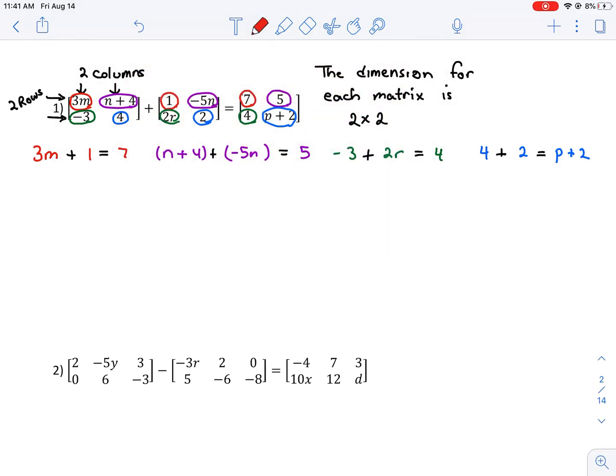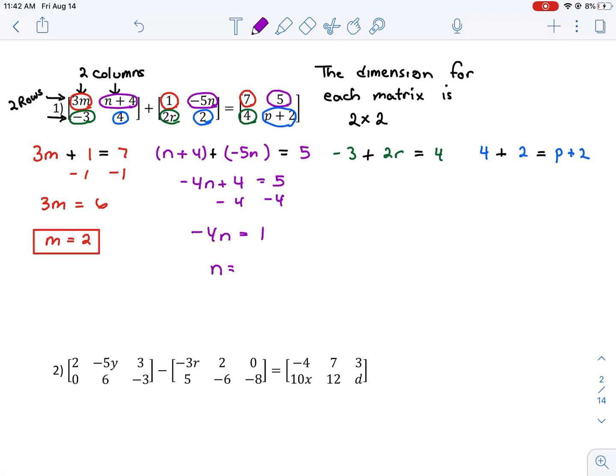Starting with the equation in red, we're going to subtract 1 from both sides of the equation, so that 3m is equal to 6. And if we divide both sides by 3, m is equal to 2. On to the equation in purple. N plus 4 plus a negative 5n is negative 4n plus 4, and that has to equal 5. Subtracting 4 from both sides of the equation yields the following. And it's very tempting to write n is equal to negative 4. However, that's not true. N is equal to negative 1/4.